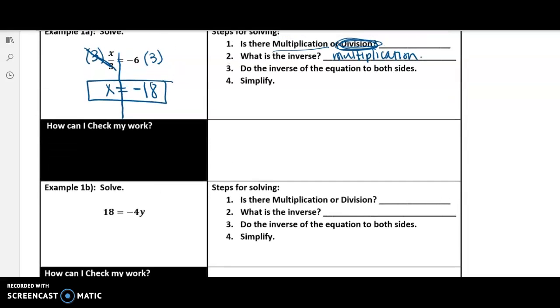We can check our work by plugging in x. So we had x divided by 3 equaling -6. But just like in sports, when you substitute in for somebody else has to come out. So right now the x is in the game, we're going to sub it out, and we're going to put the answer we just found in the place of the x. So -18 divided by 3 gives us a -6. So we know we got that answer correct.